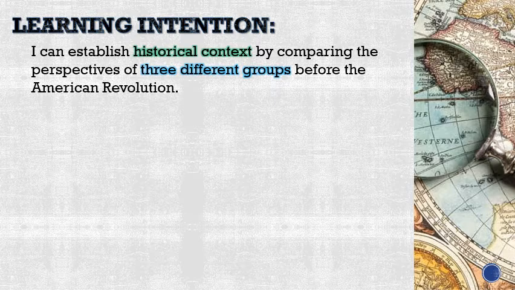history. So our learning intention here, we're not really going to get to the American Revolution part of this yet, but the big thing I would like you to be able to do by the end of this is establish historical context by comparing the perspectives of three different groups. We'll get to that a little bit later, but what we're going to really focus on right now is historical context and what it means to apply context to a situation.